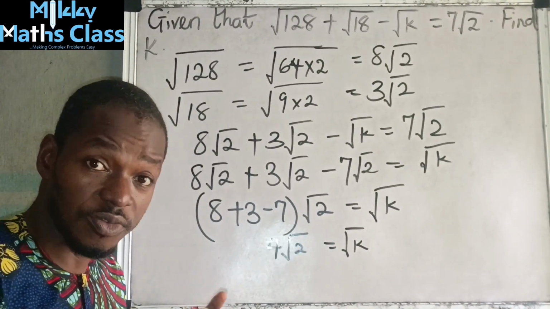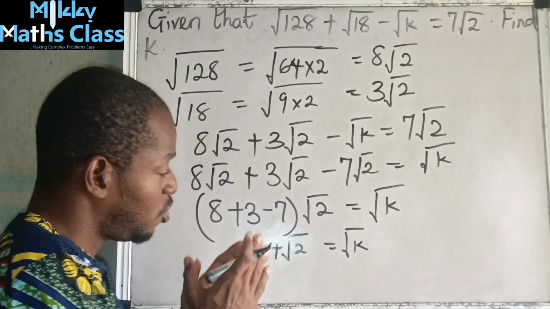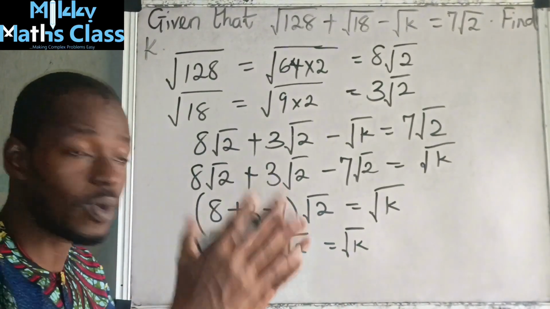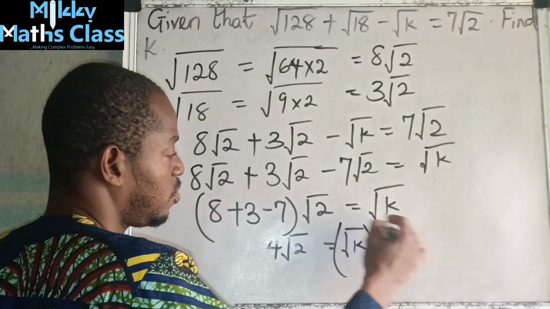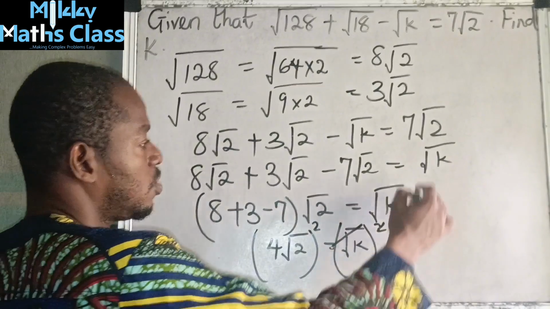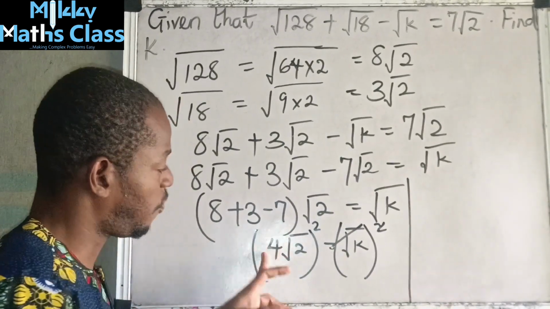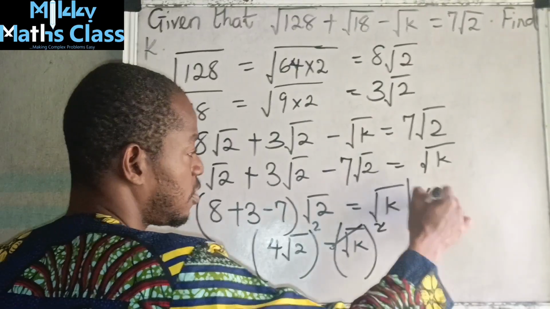Now, we are asked to find the value of k. What is disturbing k? The square root sign. To remove the square root sign, I introduce a square. I square both sides. So the square will cancel the square root. So 4 squared is what? 16. So this is 16.